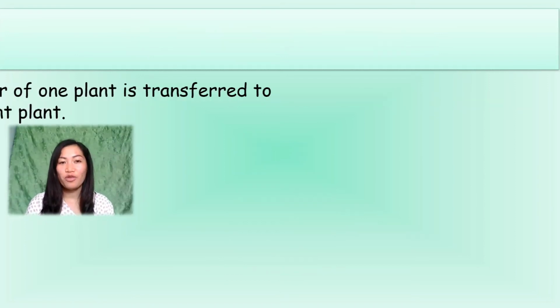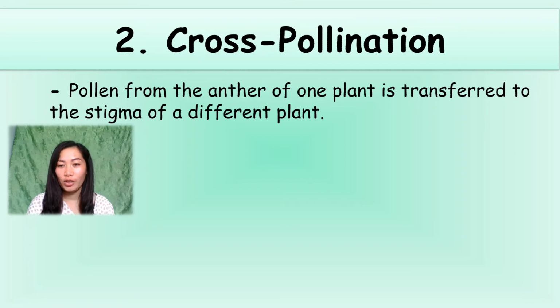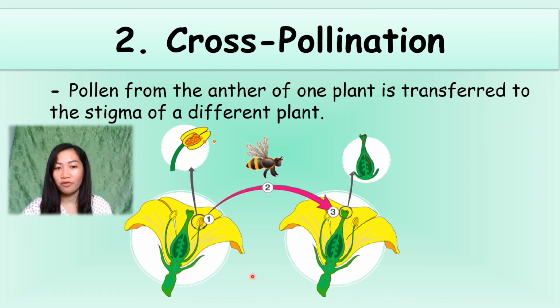We have the cross-pollination. When we say cross-pollination, it happens from one flower to another flower. So, when the pollen from the anther of one plant is transferred to the stigma of a different plant or different flower. So, this is another flower and this one is another one. Later on we'll be discussing some factors that affect pollination of a flower.